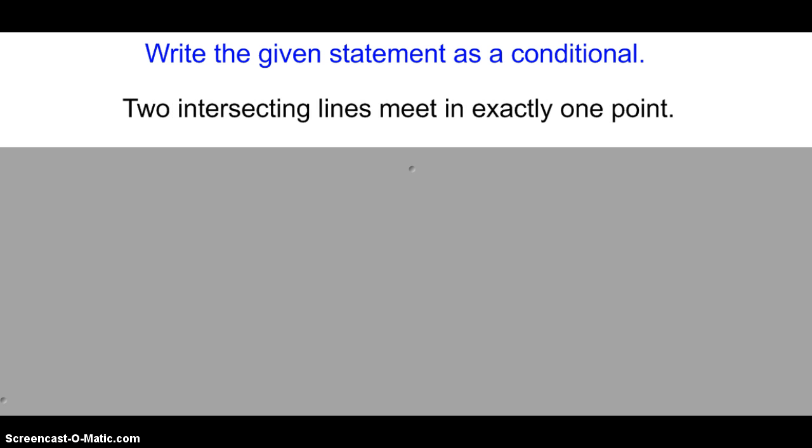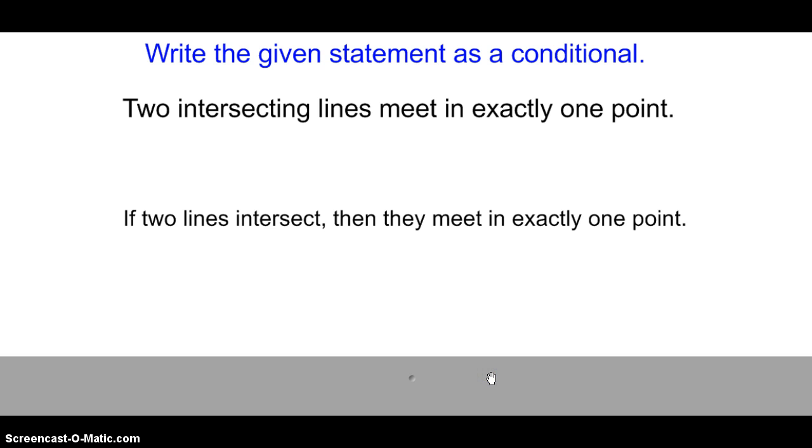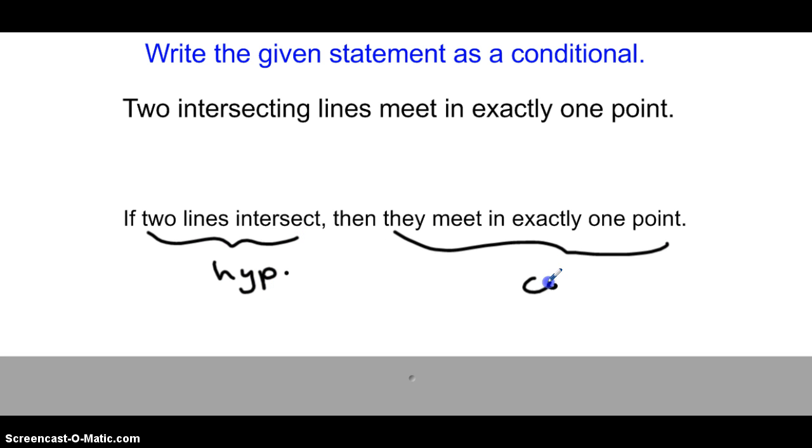Let's try one more. So two intersecting lines meet in exactly one point. We want to write it as an if-then conditional. So if what do we have to know, and then what can we conclude from that? So if we have two lines that are intersecting, then they will meet in exactly one point. So if two lines intersect, then they meet in exactly one point. Here is my hypothesis, and here is my conclusion.